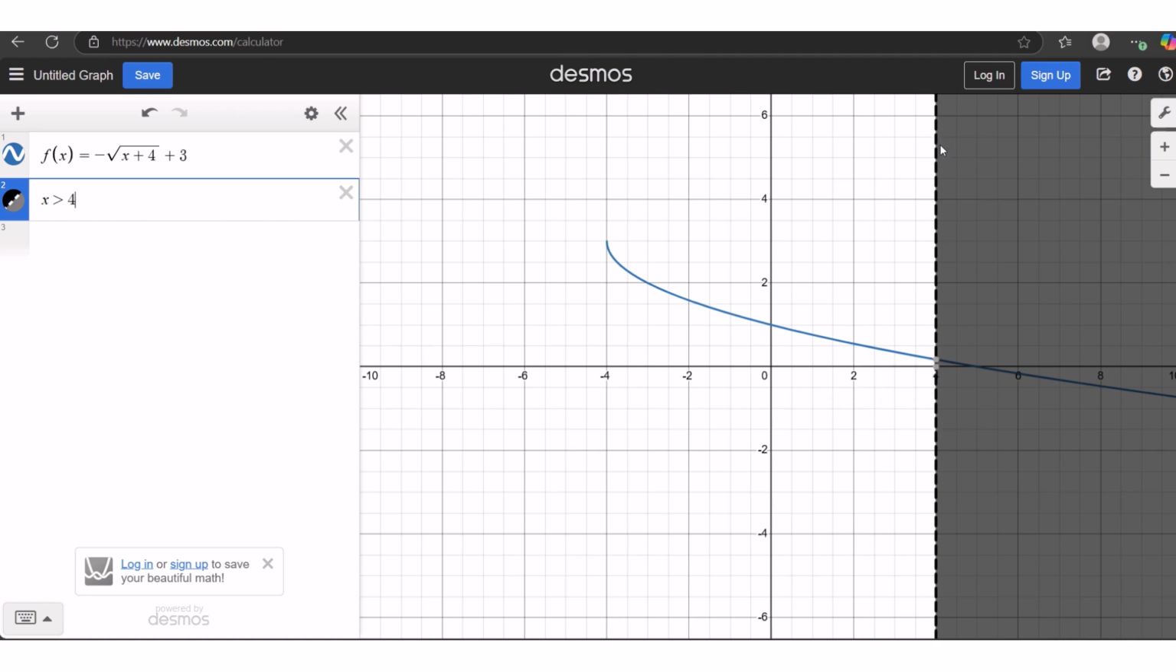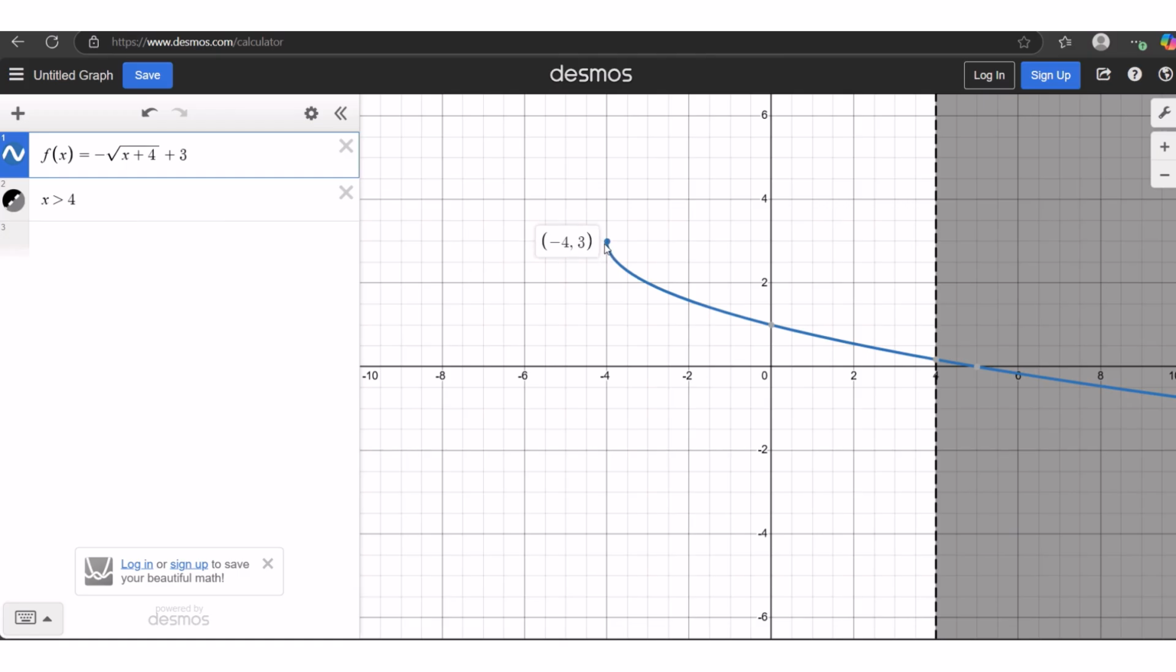One is I'm dealing with a dashed line, and we have already established that the point -4, 3 is included. So I wouldn't want a dashed line. That would mean it was not included. The other thing is that this line is clearly in the wrong spot because the domain needs to encompass all of the x values, and all of these x values over here are not in the shaded region, so they have not been included.